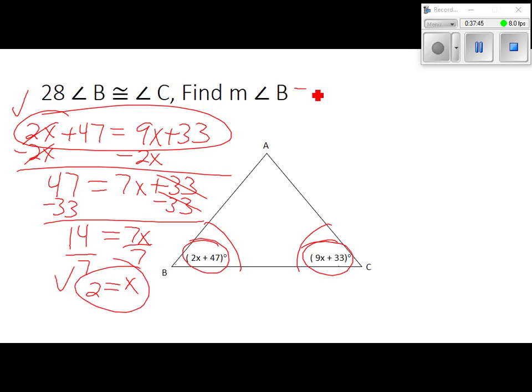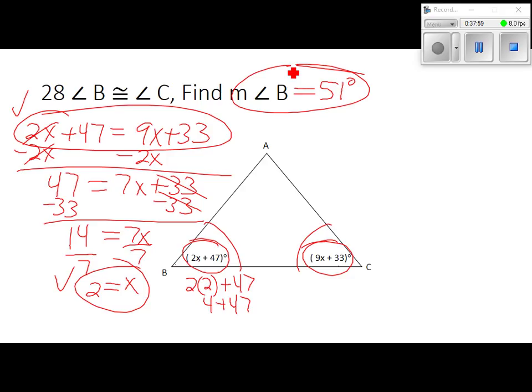They ask us to find the measure of angle B. So it's right here. So we just plug in 2. 2 times 2 plus 47. That's 4 plus 47, which is 51. So the measure of angle B is 51 degrees. That's another point. So 3 points on that problem.